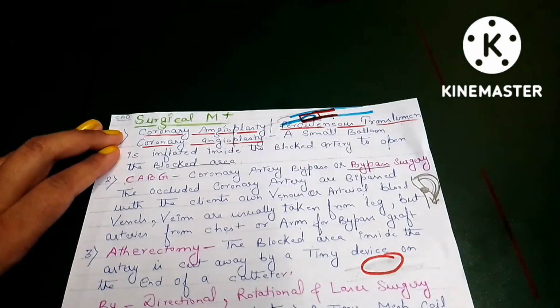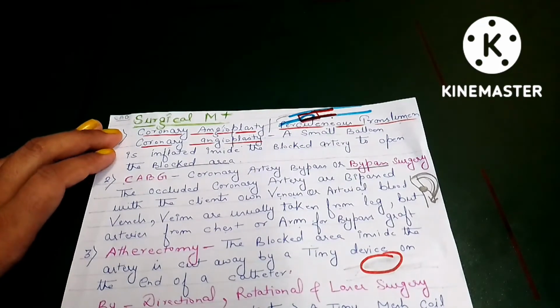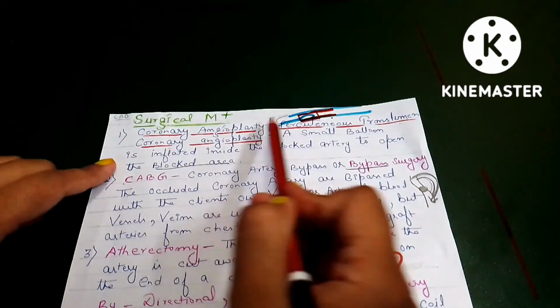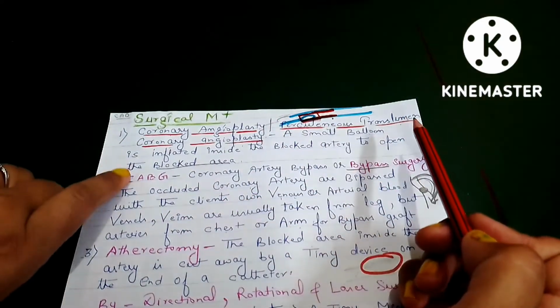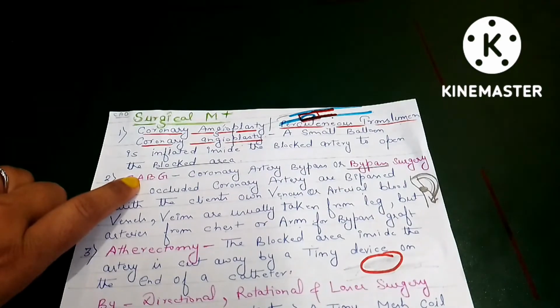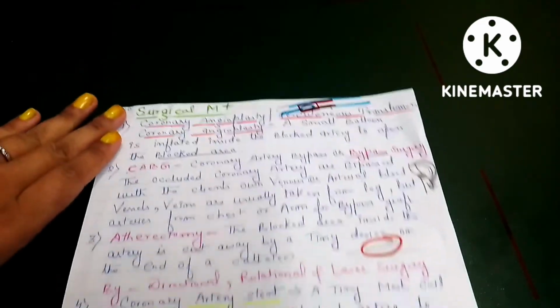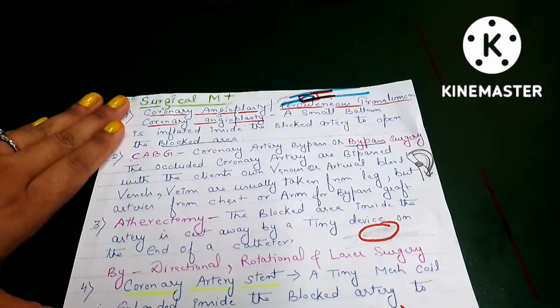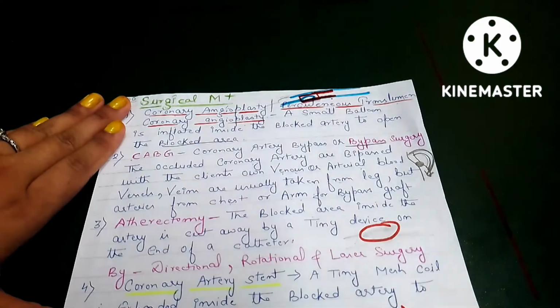Okay, and then immediately we can place the stent over there, meaning a wire mesh over there. So coronary angioplasty, or percutaneous transluminal coronary angioplasty, helps in opening the blocked area. Next, open heart surgery, which we call CABG, that is coronary artery bypass, or bypass surgery, because in this procedure we open the heart. Okay, so in this procedure the coronary arteries are bypassed.